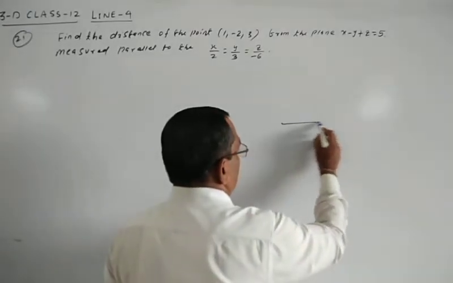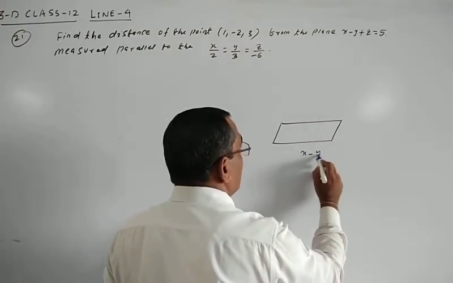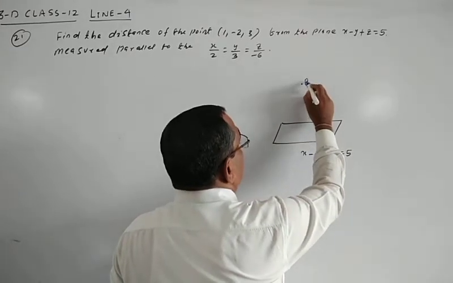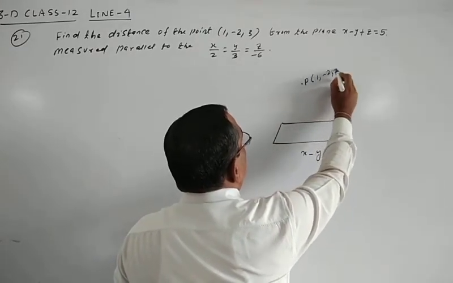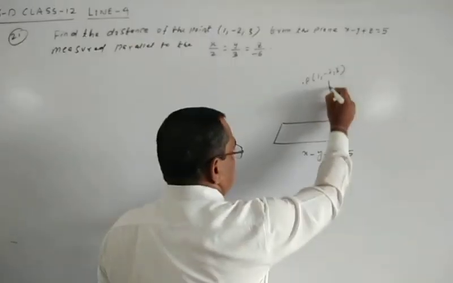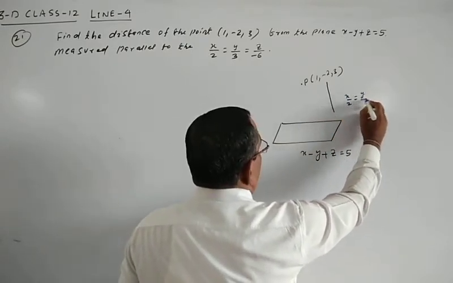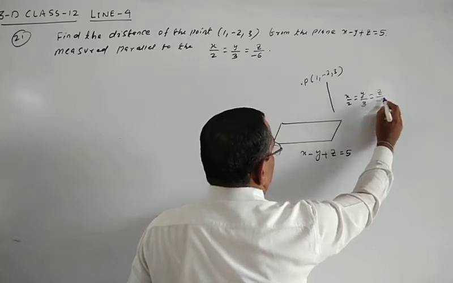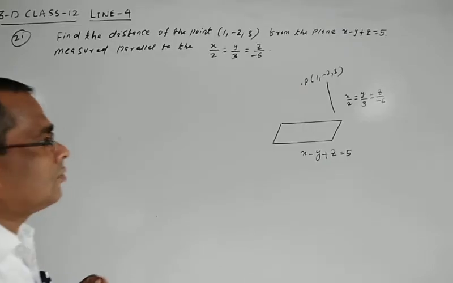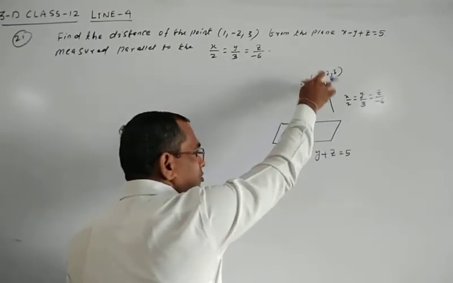First we draw this figure. Clearly this is a plane and its equation is x minus y plus z is equal to 5, and this is a point, the given point 1 minus 2 3. Now suppose this is a line, its equation is x by 2 equal to y by 3 equal to z by minus 6. Now we draw a line from this point P to the plane. This line must be parallel to this line.